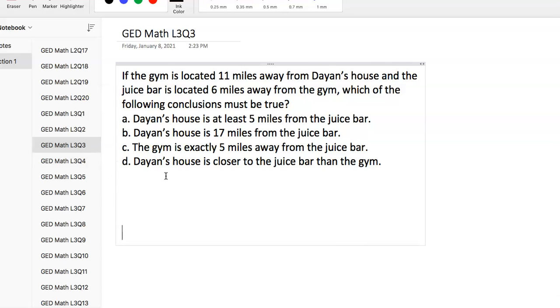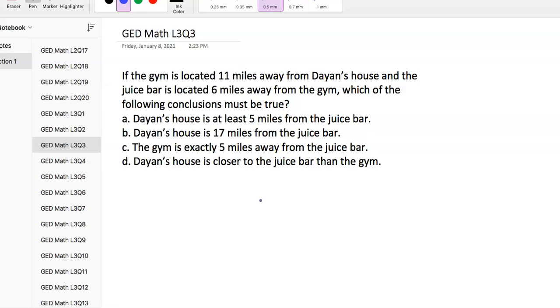Okay, word problems. Probably get more requests for more word problems than almost anything else in GED math. If the gym is located 11 miles away from Dayan's house and the juice bar is 6 miles away from the gym, which of the following must be true?